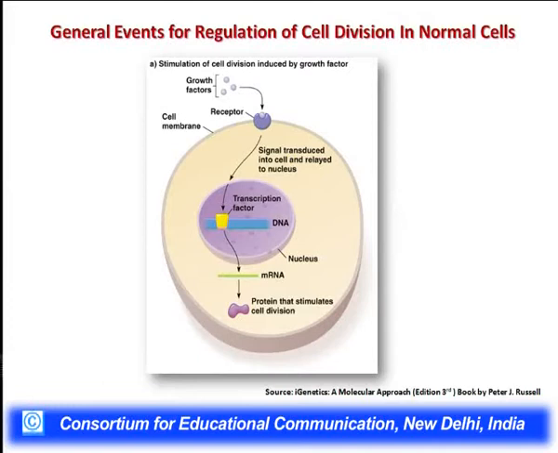So what happens is these proteins help the cell to grow into a cell division process, the mitotic or meiosis process, and this is how the cell division starts taking place.